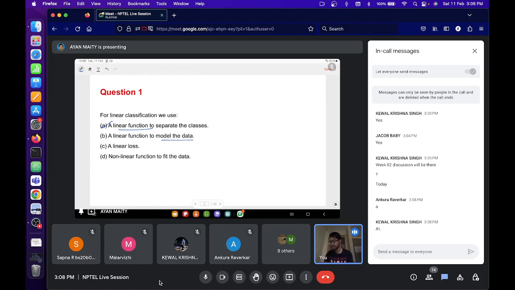So we are using linear functions to separate classes, and also we are not using a linear loss. We are using mean squared error, which is not a linear loss function, and we are also not using a non-linear function to fit the data. So A is the right answer. We are using a linear function to separate the classes.